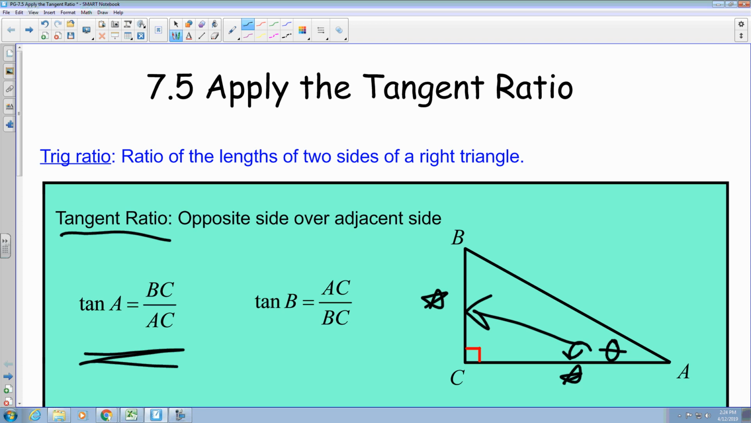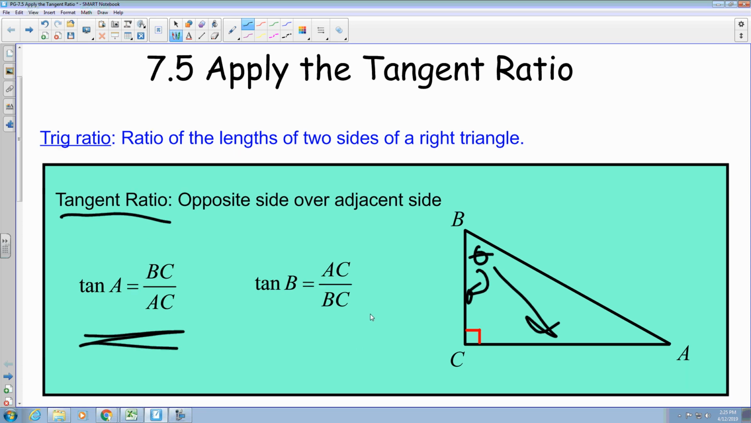Okay, same idea, but now let's say theta is now angle B. Now my opposite side here is AC, and it's going to be divided by my adjacent side, which is BC. All right, so in order to find some unknown side measurements, we need to know the angle measure of one of the angles besides the 90-degree angle. We at least need to know one of the side legs, whether it's the opposite or the adjacent side.